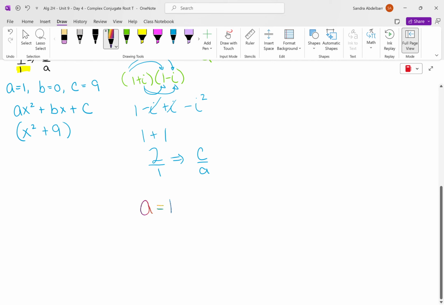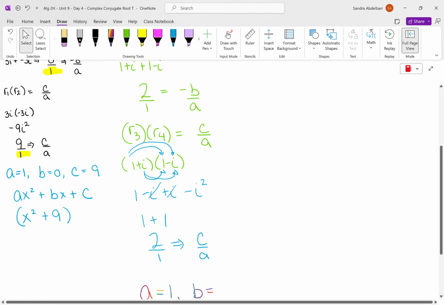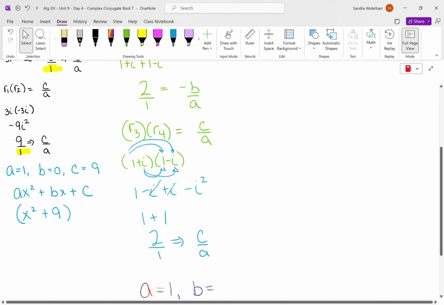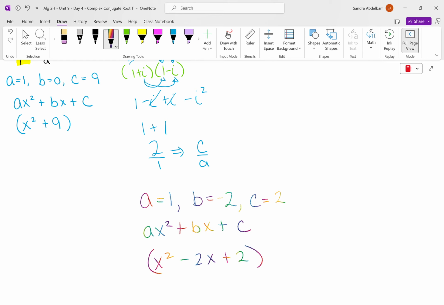Okay, so here our a's are the same, so our a is 1. Our b, what did we say our b was? Well, if 2 is negative b, then b has to be negative 2. And our c is positive 2. So now our quadratic, which is in the form of ax squared plus bx plus c, will be x squared minus 2x plus 2.